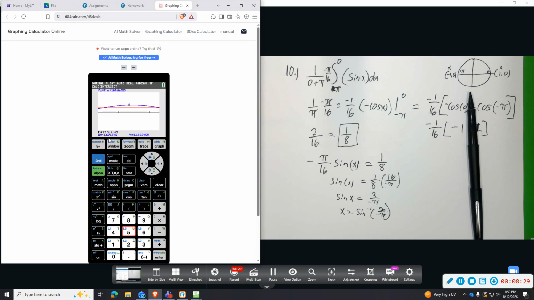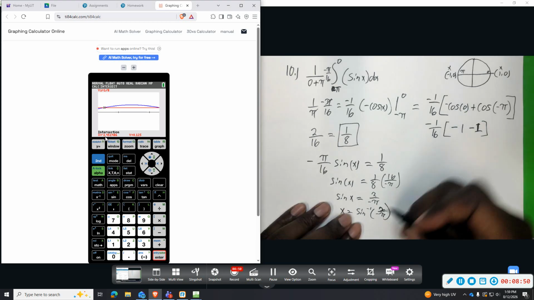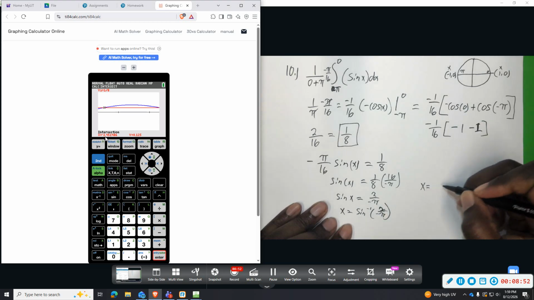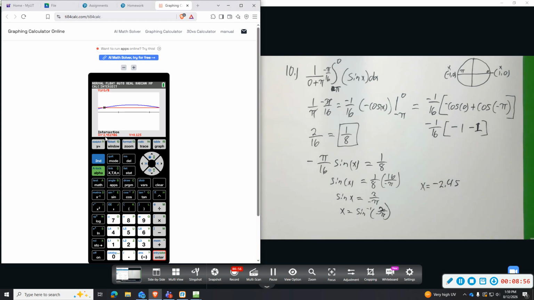It asks you first curve, and it's on the y1 equation. Hit enter. It asks you second curve. I'm just going to hit enter. It says, do you want to guess? You don't have to guess. I'm just going to hit enter, and it will put me on one of those values. So one of those x values is negative 2.45. And then there's another one.